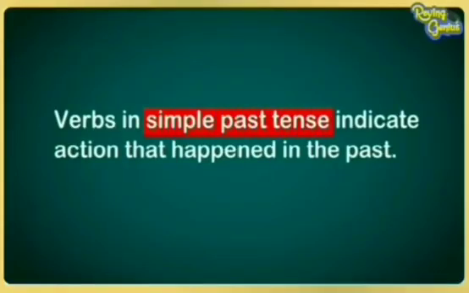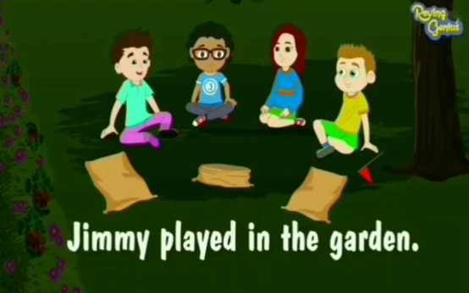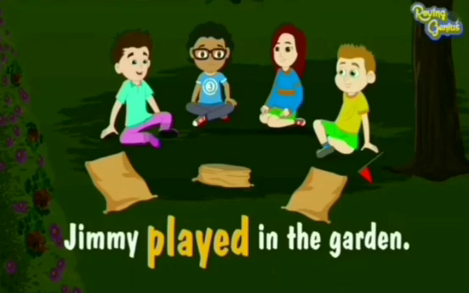Verbs in simple past tense indicate action that happened in the past. In this case, the verb simply ends with ed. For example, Jimmy played in the garden. In this sentence, the verb played indicates an action in past which is completed.